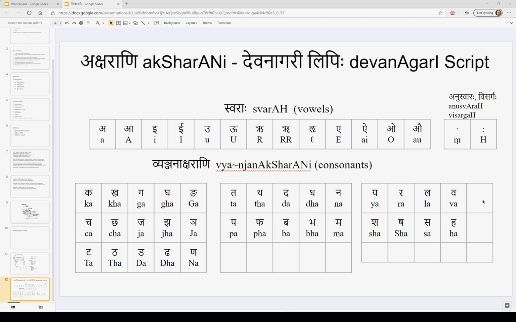I have a question. These three boxes for Vyanjana Aksharani, is there a reason there is a separate box? These two boxes should be in one box, but this is a separate one. Because of the space constraint here, these two are separated. But why they are separate, we'll see. This one is a separate box.